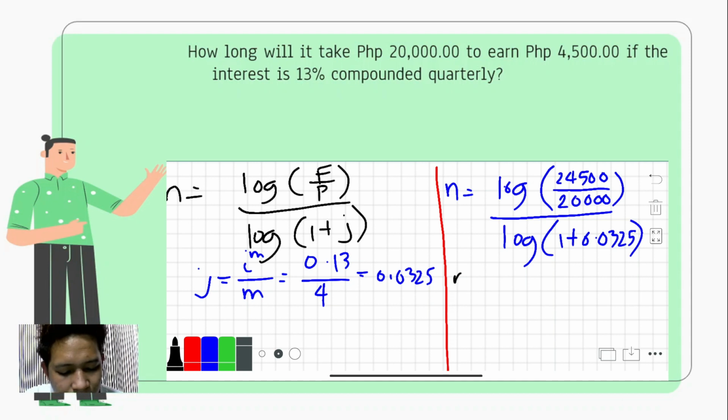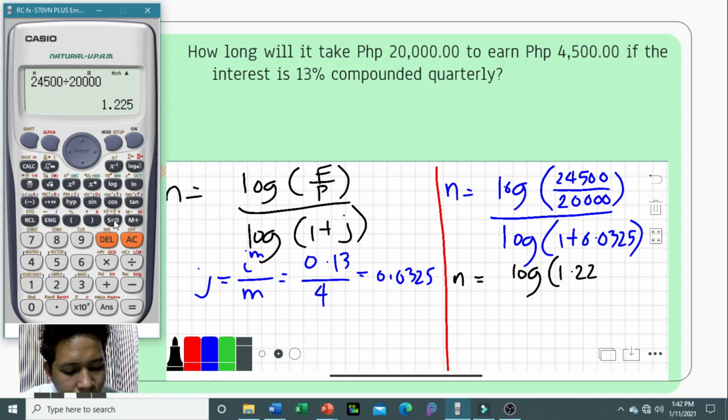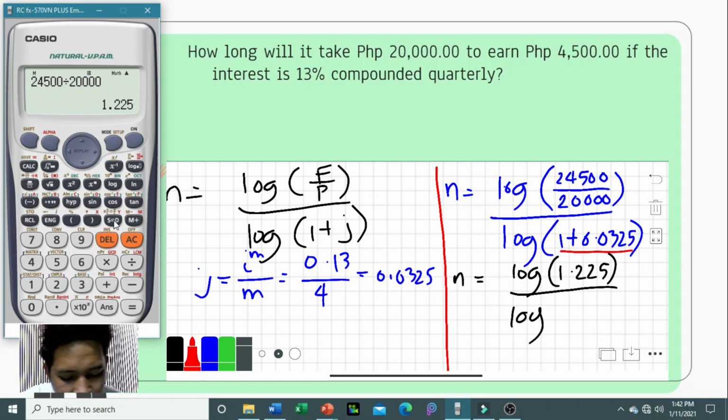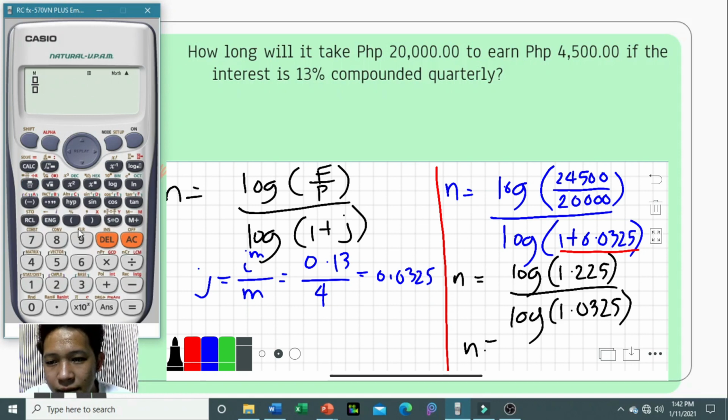Okay, so we have n equals the log of, so what is 24,500 divided by 20,000? So that is equivalent to 1.225. So we have here the log of 1.225 divided by the log of, so simplify natin ito, we have here the log of 1.0325.